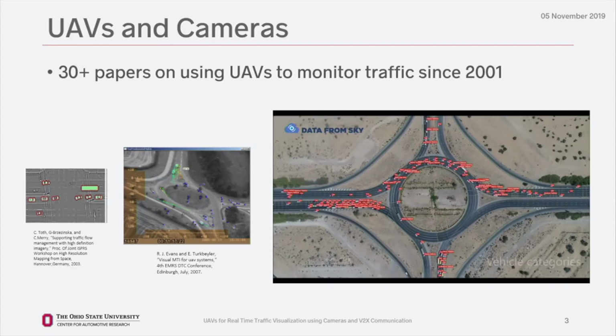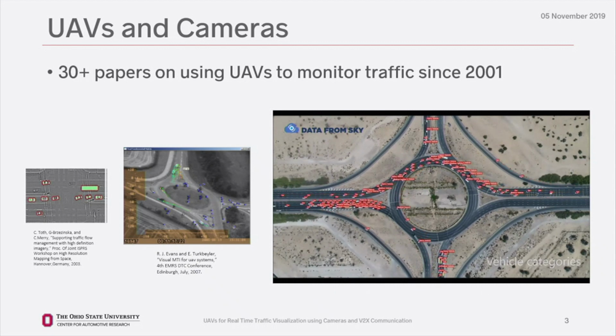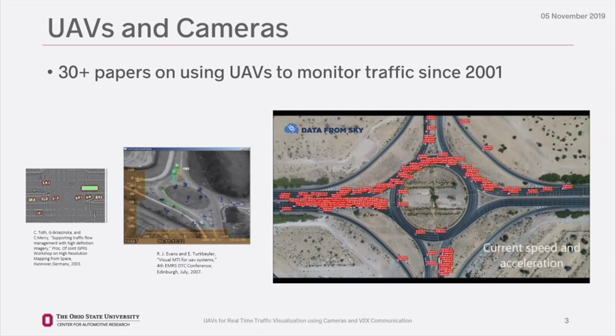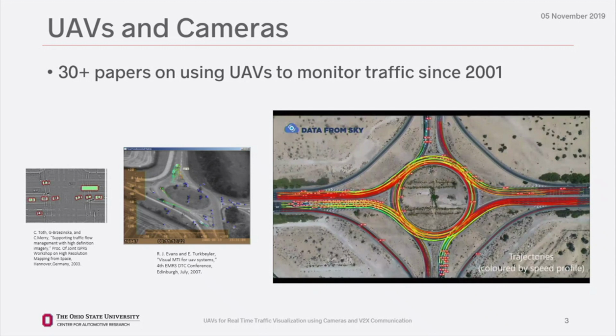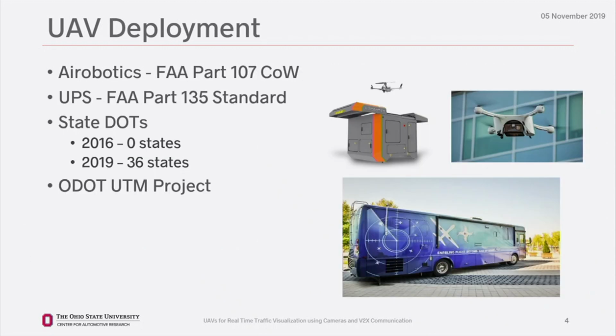Obviously this session is about unmanned aerial vehicles and visualization. And as other speakers have mentioned, there's been a lot of work for using UAVs to monitor traffic. If the video plays, the state of the art is pretty impressive using drones to automatically tag and categorize vehicles to get vehicle counts and trajectories. UAVs can play a large part in gathering real-time data. And that's only the beginning.